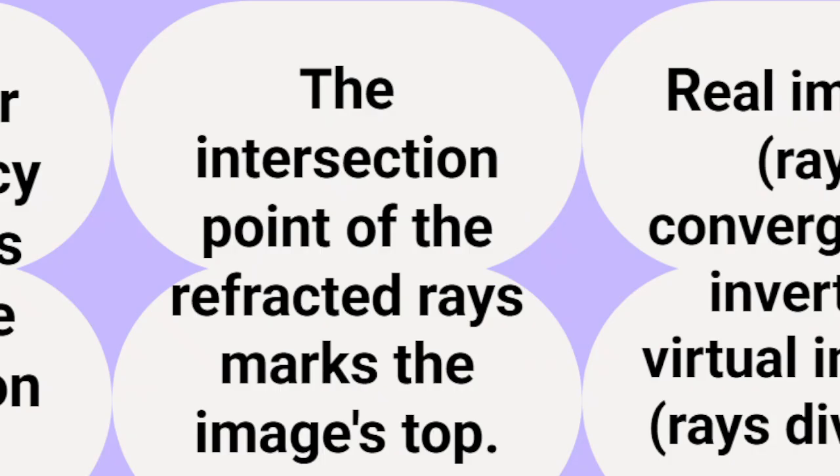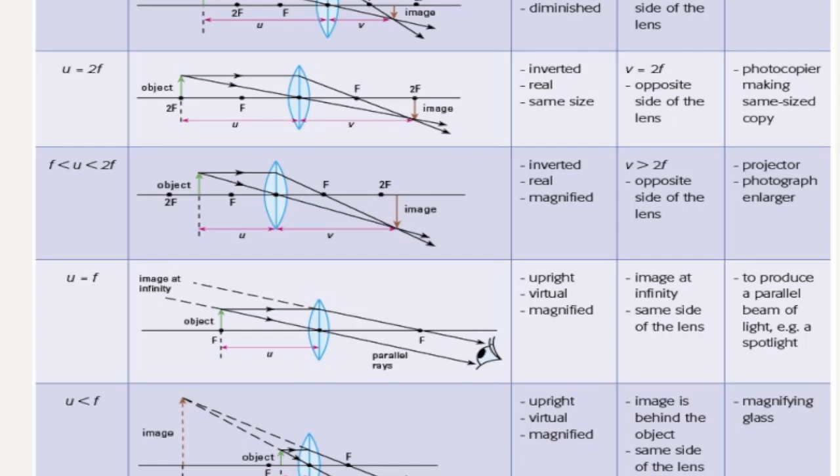You must use a ruler for accuracy, and arrows indicate ray direction. The intersection point of the refracted rays marks the image top. The real images are converging and they are inverted. The virtual images diverge and they are upright. So these are the different diagrams.